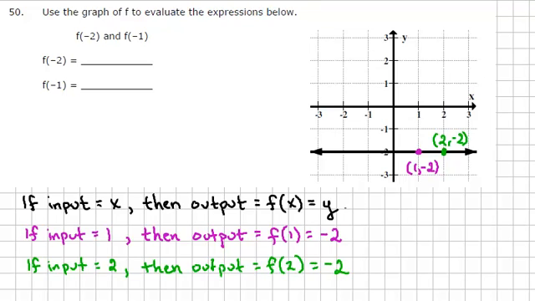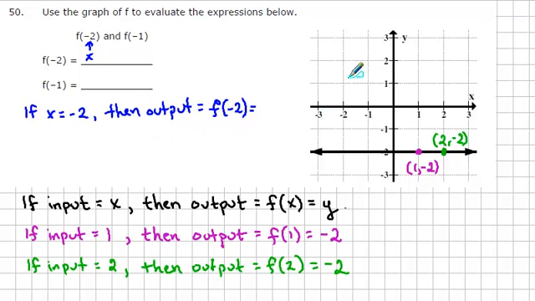So let's take a look at, first of all, f of negative 2. When we have f of negative 2, the number inside of the parentheses designates the value of x. So this is an x value. The x value is negative 2. So we want to write if x is equal to negative 2, then the output is equal to f of negative 2, and that will be the y value of the point on the function that has an x coordinate of negative 2.